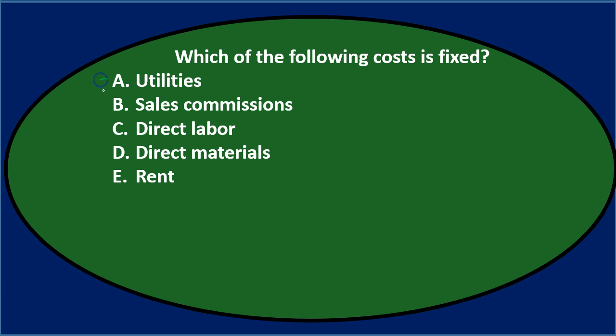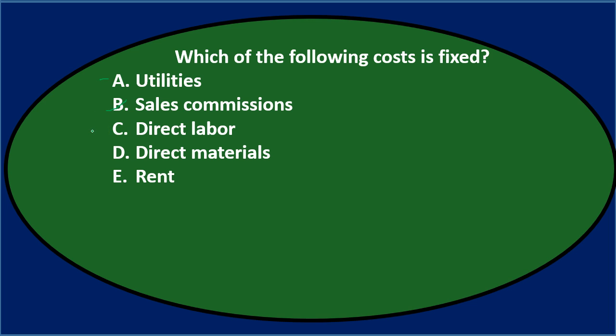The second one says sales commissions. Typically, when we consider commissions, we think that they're going to increase or decrease with the sales volume. So we would think that that wouldn't be fixed. Now, if it was some other type of wages such as salary, then that we would think would be more fixed. But commissions are typically variable.